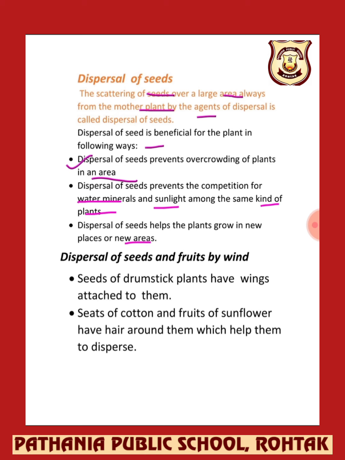So next is dispersal of seeds and fruits by wind. How this dispersal occurs, means how they are going from one place to another, like it is going with the help of wind, of course. So seeds of the drumstick plant have wings attached to them. Again, the seeds of cotton and the fruits of sunflower have hairs around them which help them to disperse.